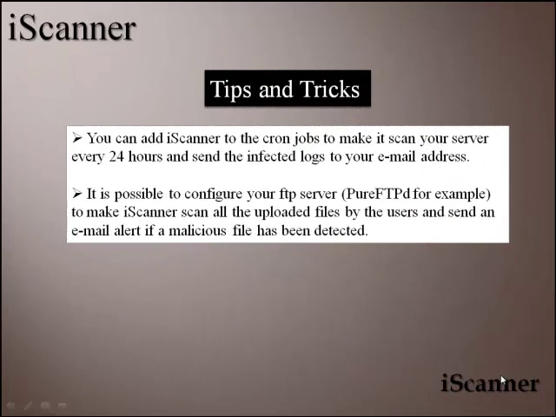iSecurity offered these tips and tricks on ways to improve your security posture using iScanner, which I thought were very useful. The first is to add iScanner to the cron jobs and have it scan your server every 24 hours and then have the infected logs emailed to you. And if you use iScan, you will only have one file sent instead of several. The second tip is to configure your FTP server to have iScanner scan all uploaded files by users and send an email alert if a malicious file has been detected.